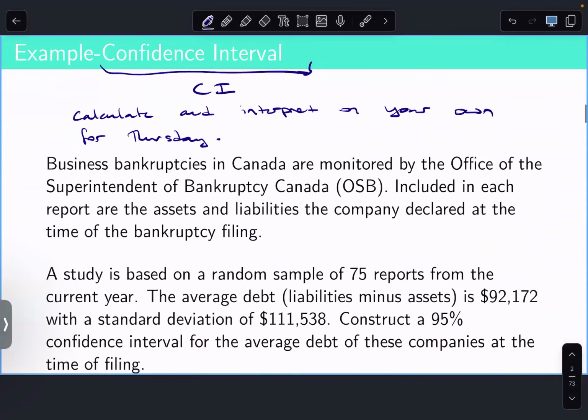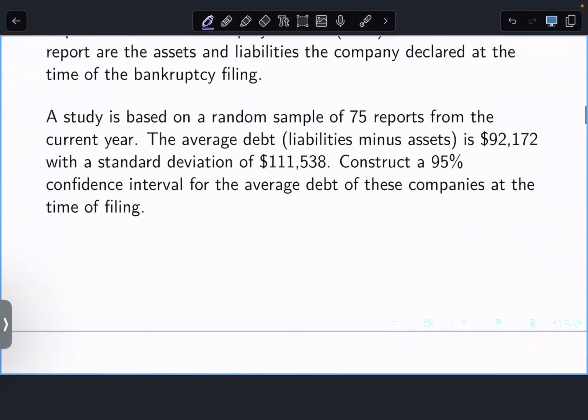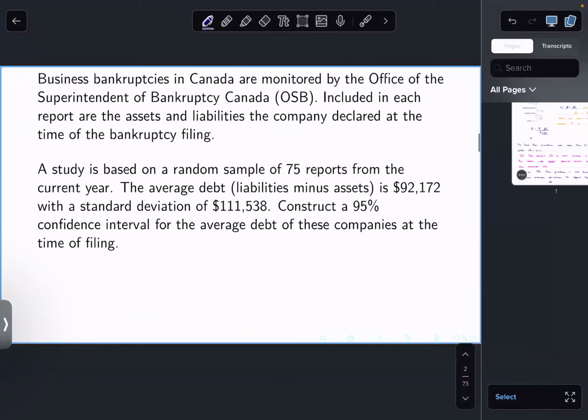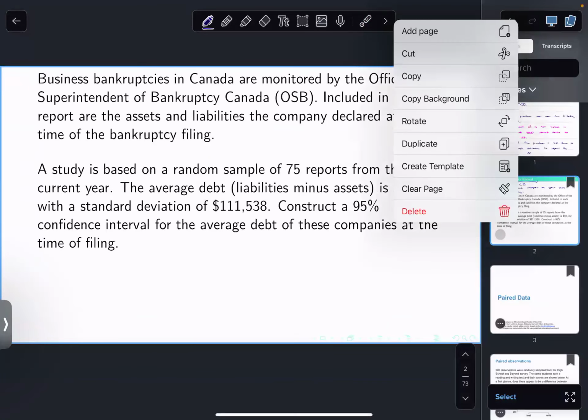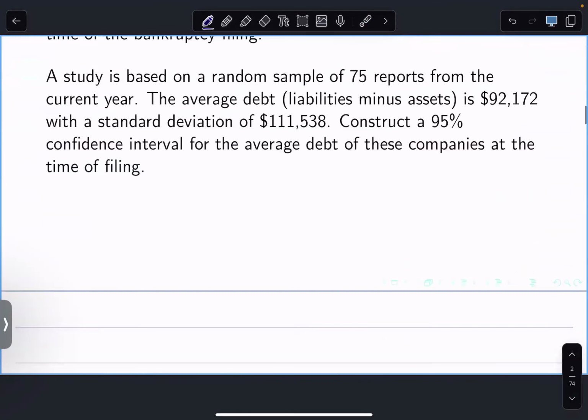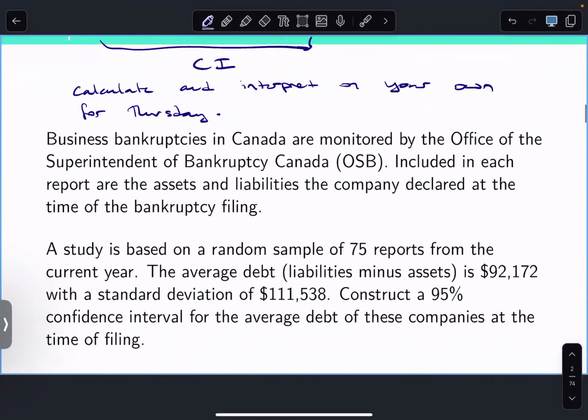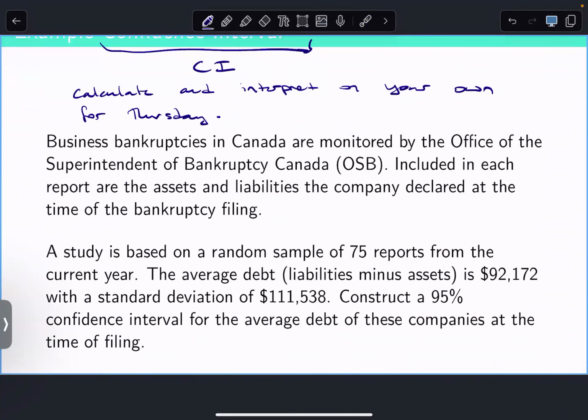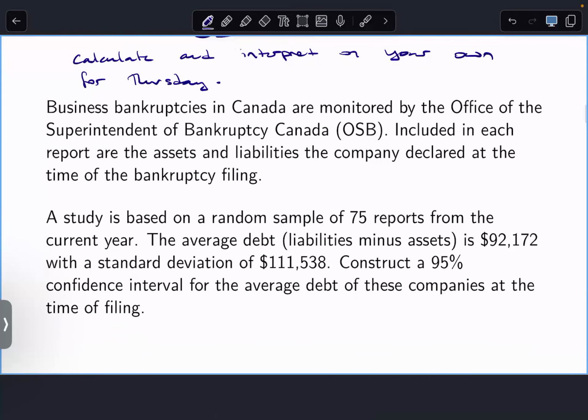Okay, so let's see here. I want to add a page so we can do this one. So I asked you to calculate and interpret this on your own, but now we're going to do it together so you can check your work.